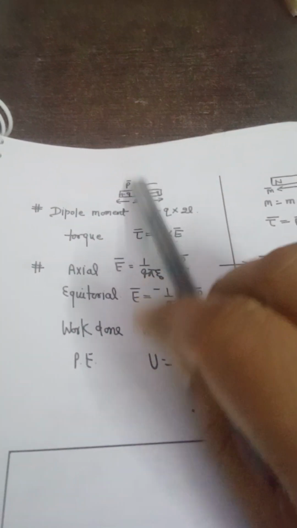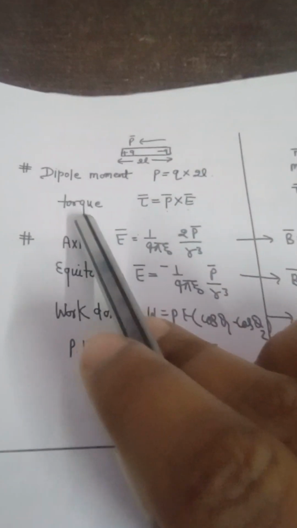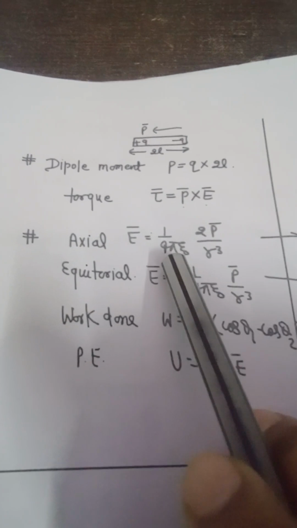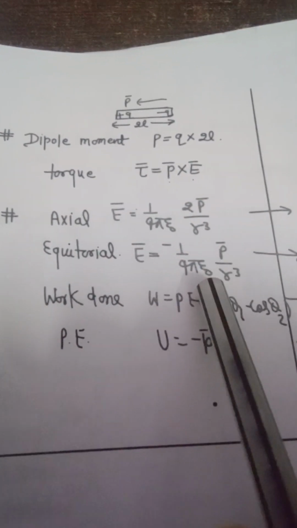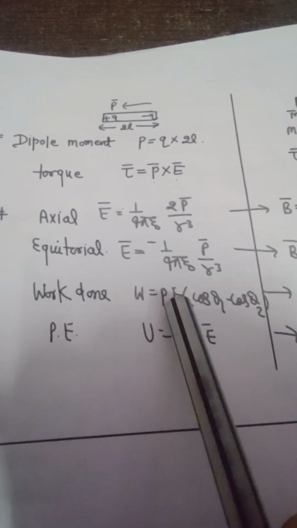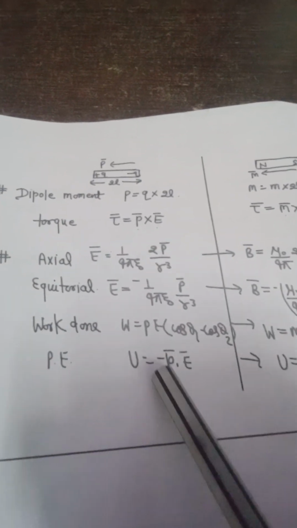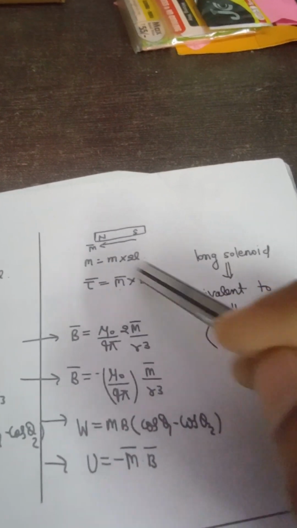Okay, so now this is P plus Q minus Q. Dipole moment is P is equal to Q 2L. Torque is tau is equal to P cross E. In the axial direction E is equal to 1/4 pi epsilon 2 P upon R cube, and in the equatorial E is equal to 1/4 pi epsilon P upon R cube. Work done is W is equal to P E (cos theta 1 minus cos theta 2). Potential energy is minus P dot E, and M is equal to m 2L. Tau is equal to M cross B.